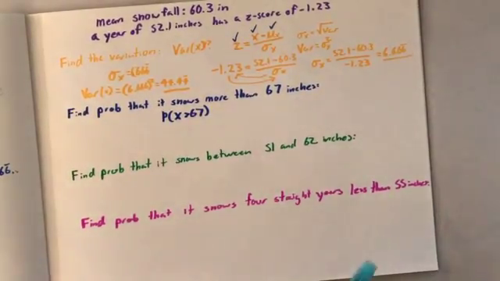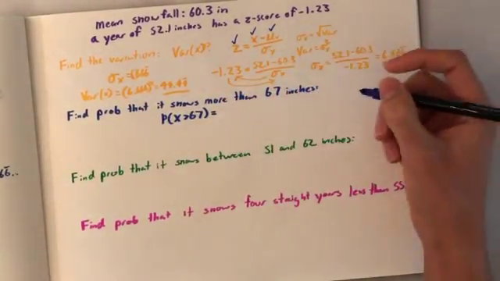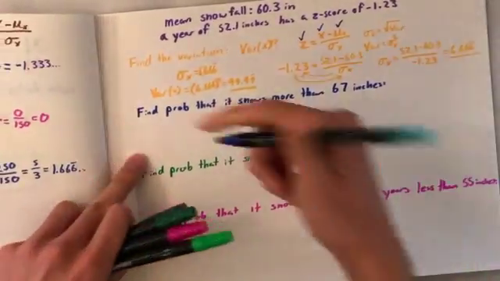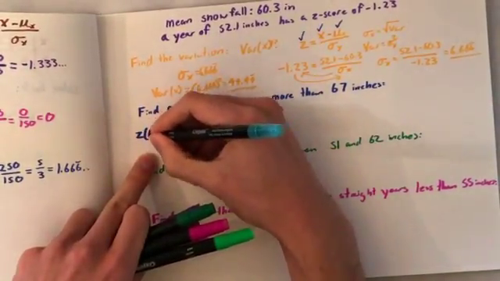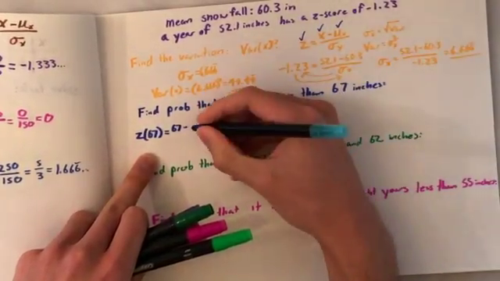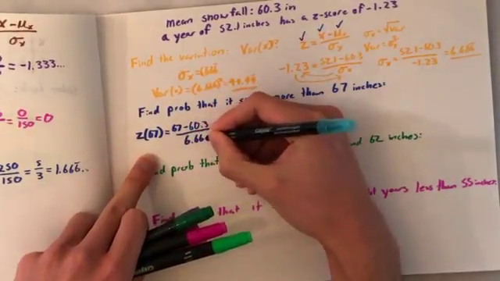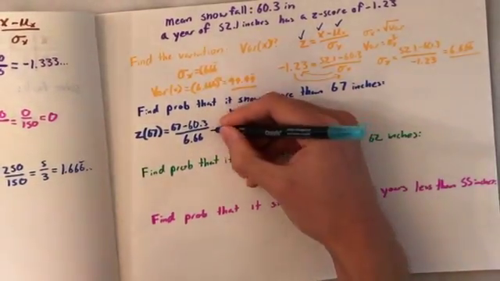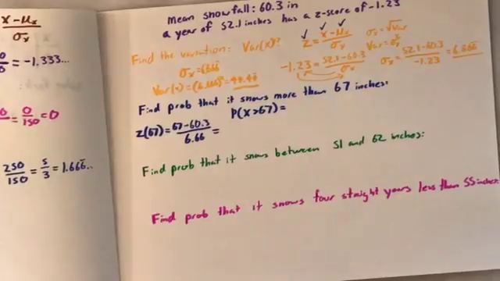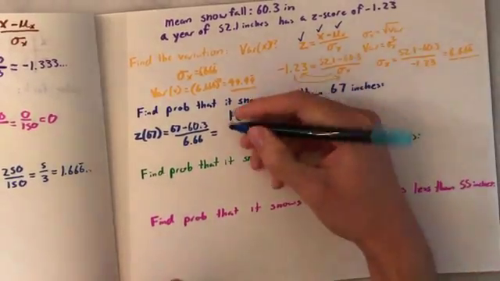But if you prefer to find it using z-scores, we need to figure out what that z-score is, so we'll do that over here. We have that z of 67 equals 67 minus 60.3 over the standard deviation we found, which was 6.66. We'll just leave it at that. That is going to be equal to almost 1. 6.7 divided by 6.666 is just a little bit over 1.